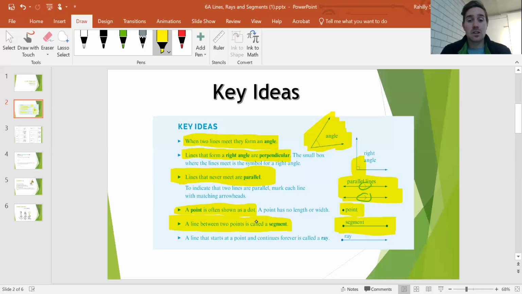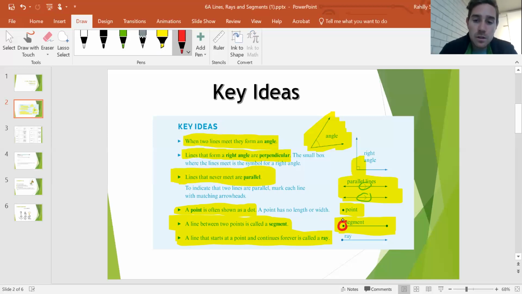And then finally, a line that starts at a point and continues forever is called a ray. The difference between a segment and a ray is that a segment is point to point, whereas a ray starts at a point, but it keeps going forever. See how this here is an arrow and not a point? That's how you know that it is a ray. So a segment is point to point and a ray starts at a point and goes on forever until we stop it. They are the notes that I wanted to get in from those key ideas.